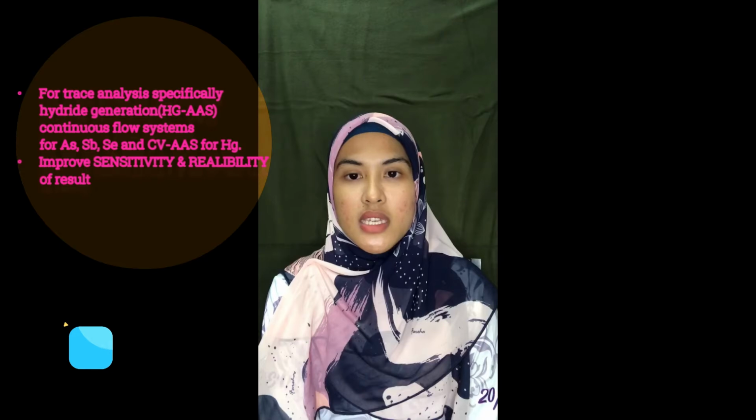Second, instrument parameter hydride generating reaction was improved sensitivity and reliability of the result. The advantage that we get is can increase the production of hydride or vapor species formed by improved recoveries. Second, it also helps to reduce chemical interference from other species that may compete with analyte of interest hydride formation.